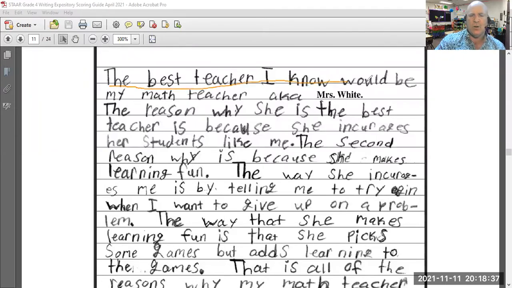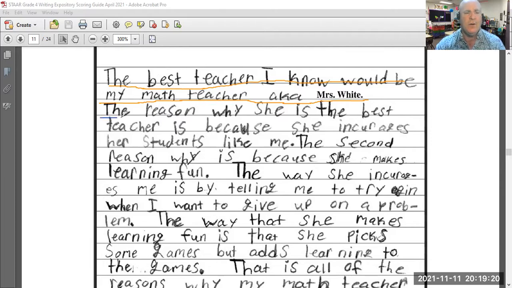The best teacher I know would be my math teacher, AKA Mrs. White. So that we don't disclose who the teacher really was, in Texas, they take away the name of the person to protect the privacy of the student. Now, the necklace, the transition to the body, the moving to my thumb is going to be called the transition. So the transition that the student uses, we'll call that reason number 1.